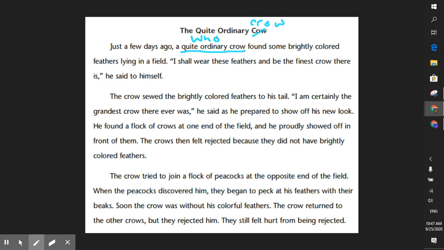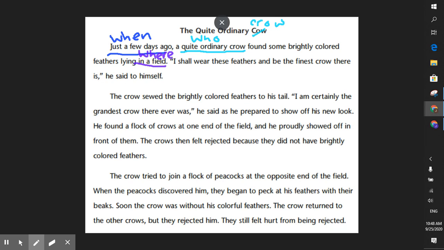Next, when does this story take place? We're asking a different question, so I'm going to change my color a little bit. When does the story take place? Just a few days ago. So I'm going to underline that and write when. Okay, where does the story take place? Once again, we have a different question, so I'm going to change my color. Where does the story take place? It takes place in a field. So this is my where.